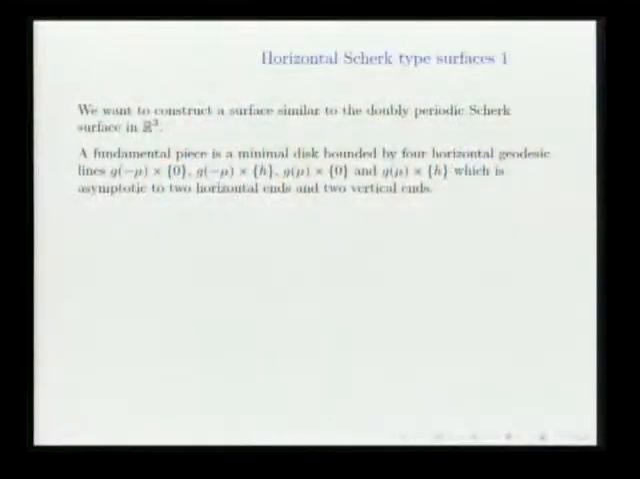So let's start off with beginning the first non-trivial example. It'll be a horizontal Scherk-type surface. So you should think of the doubly periodic Scherk surface in R3, and I'll start off with a certain fundamental piece. The fundamental piece will be bounded by 4 horizontal geodesics. The geodesics will be G of minus mu cross 0, G of minus mu cross H, G of mu cross 0, G of mu cross H. And the surface is going to be asymptotic to 2 horizontal ends and 2 vertical ends. So what is this surface?